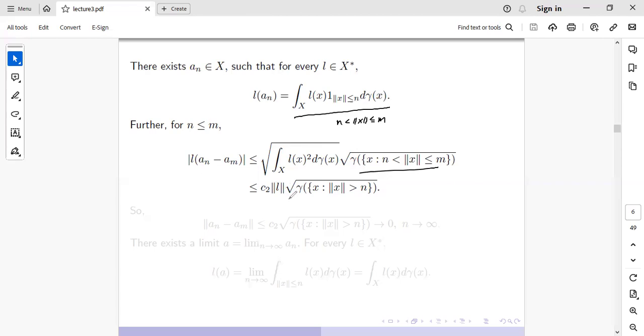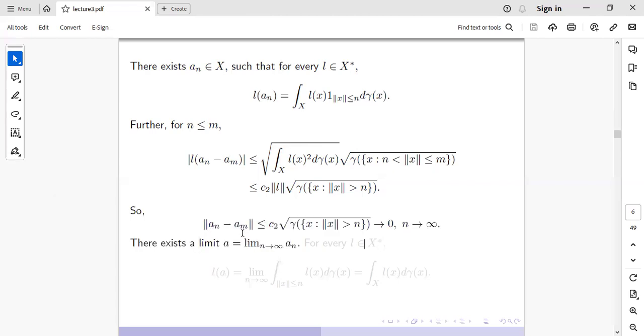And since the estimate holds for all linear functionals, again, we deduce that actually we estimated the norm of the difference. And it is estimated by a quantity that converges to 0 when n goes to infinity. So the limit of an exists, and applying a linear continuous functional to this limit a, we just get the integral of L of x d gamma x. So for any Gaussian measure on a separable Banach space, the mean value exists.